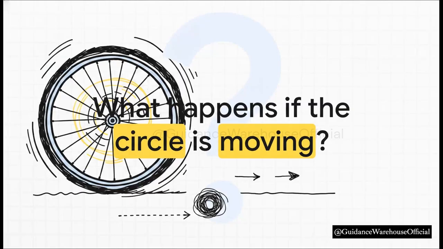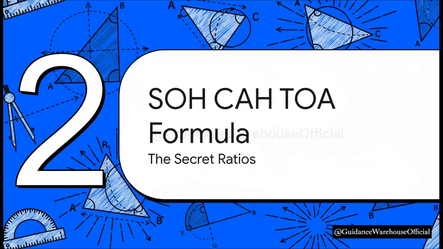But wait, what happens if the circle is actually moving? Picture a spinning bicycle wheel. The wheel has an angular speed, which is how many radians it spins per second. But the tire hitting the pavement has a linear speed, like how many inches it travels per second. Because radians link the radius directly to that outside edge, you can find the bicycle's exact speed down the road just by multiplying the radius of the wheel by its angular speed. Pretty cool, right? Moving on to Section 2.